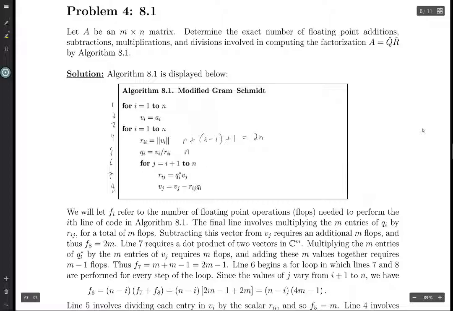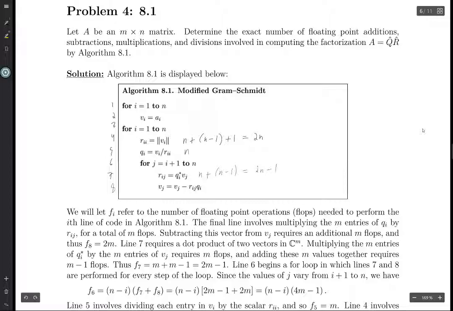Now moving on to line 7, Rij is the inner product of these two things. Taking the inner product is sort of like what we did in line 4. You have to multiply the two vectors together entry-wise, so that will be n operations, and then you have to add them all, which will be n minus 1. So we have n plus n minus 1, but here we don't have to take the square root at the end. So it just ends up being 2n minus 1.